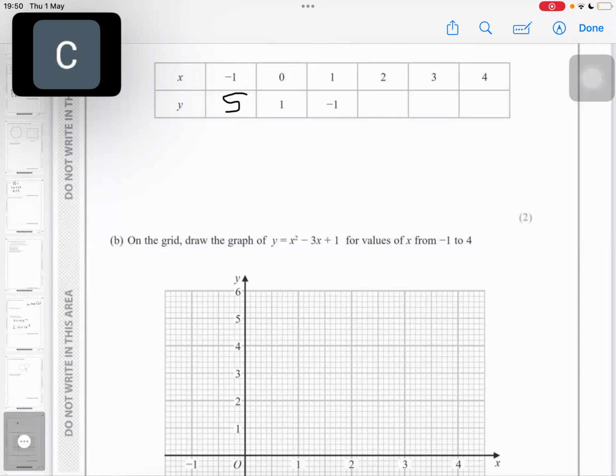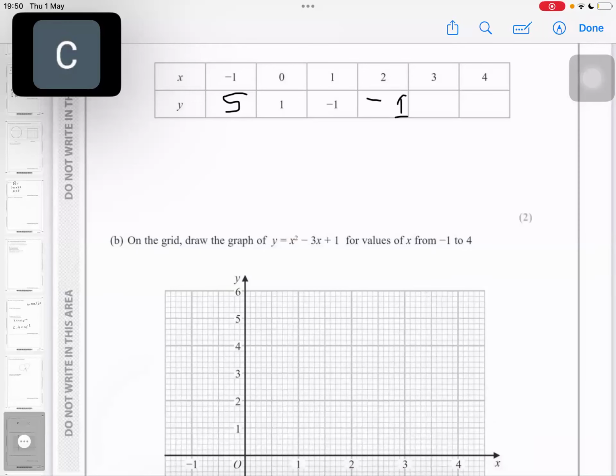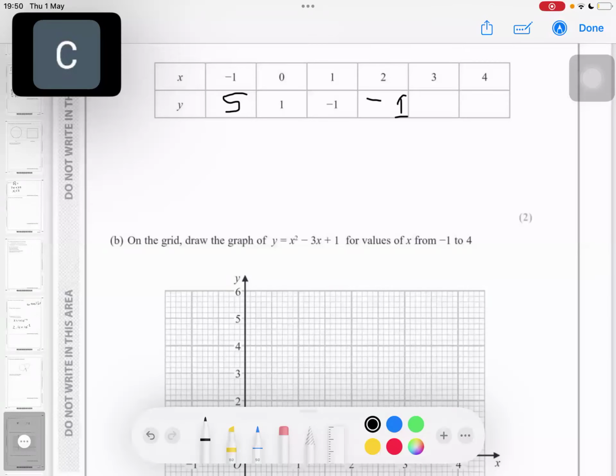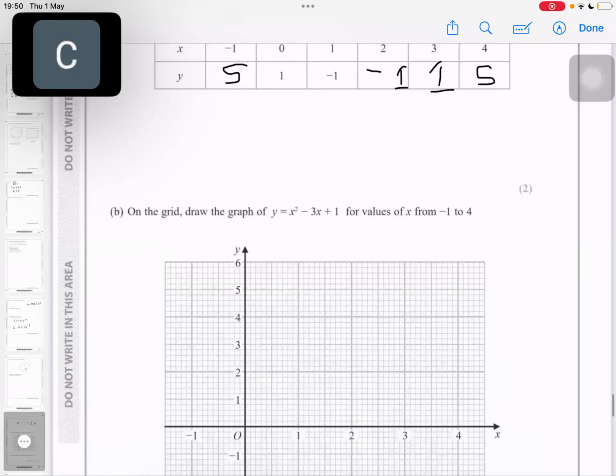3 squared is 9. 9 minus 9 plus 1. That's 1, isn't it? Yes. And then finally, 4. 4 squared is 16. 16 minus 12 plus 1. 5. Yes, that's 5. So you technically have all your values for your graph.